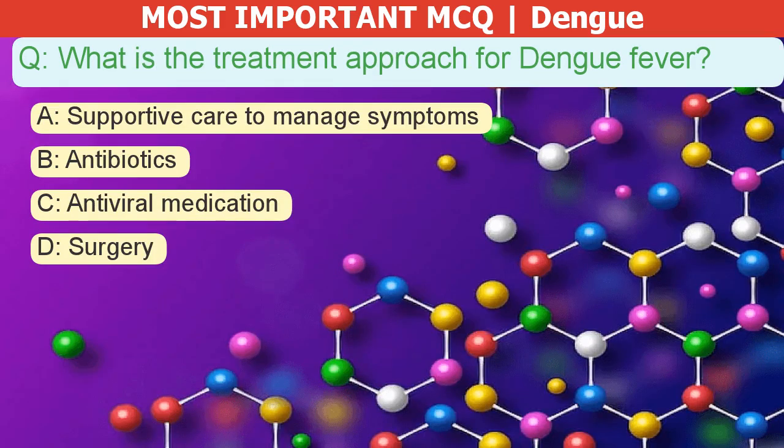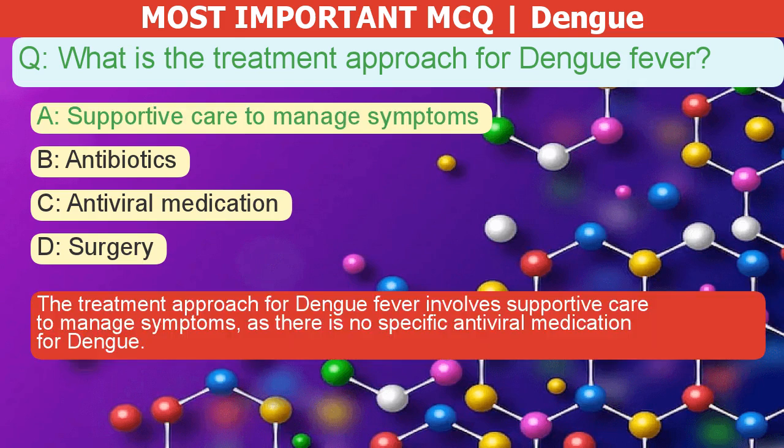What is the treatment approach for dengue fever? A. Supportive care to manage symptoms. B. Antibiotics. C. Antiviral medication. D. Surgery. The correct answer is A. The treatment approach for dengue fever involves supportive care to manage symptoms, as there is no specific antiviral medication for dengue.